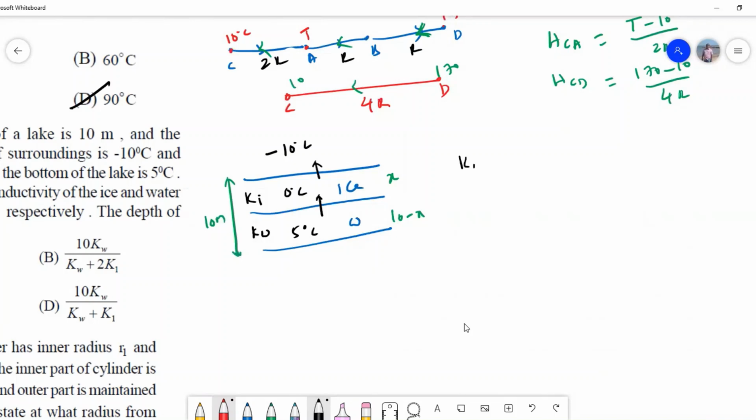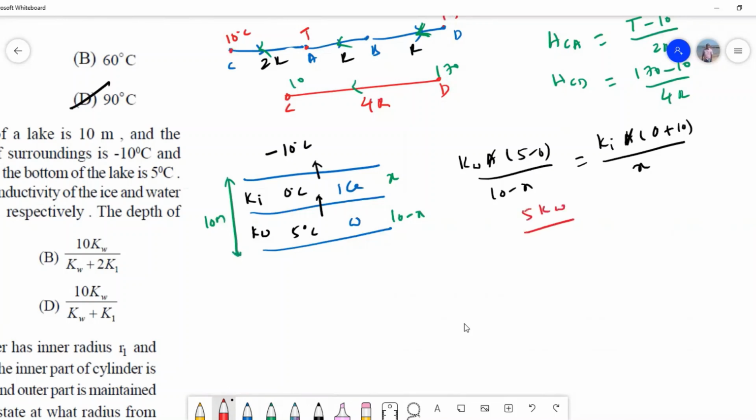I can directly write Kw A into (5 minus 0) upon length (10 minus x), which is nothing but equal to the heat current from ice to the surroundings, Ki into A into the temperature difference (0 minus of minus 10) upon x. So I'm just equating the heat currents between the water to ice and ice to surroundings. So simply A cancels here. So what you're left with is 5 Kw by (10 minus x) is equal to 10 Ki by x.